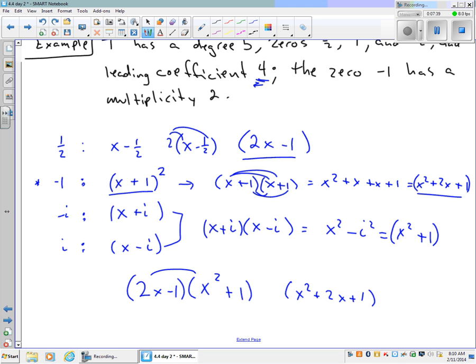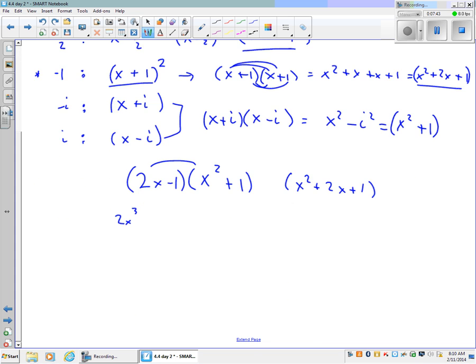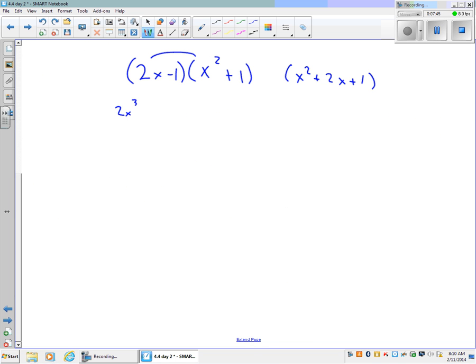So here we multiply, we get 2x to the third. I'm going to give myself some more room here. Multiply over here, I'm going to have positive 2x. And here I get negative x squared. And over here I get -1. So I'm going to write that in the proper order. So 2x to the third minus x squared plus 2x minus 1.